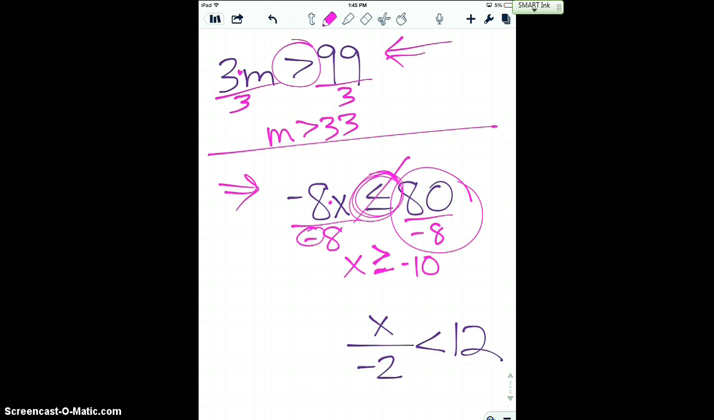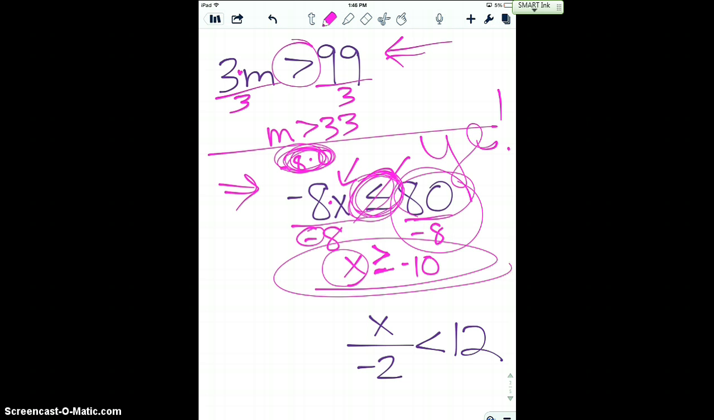If you don't believe me, don't leave yet. A solution that is greater than negative 10 would be, let's say, 0. 0 would be greater than negative 10. So if I plug in 0 right here, negative 8 times 0 is 0. And is 0 less than or equal to 80? Yes, joy, it works.